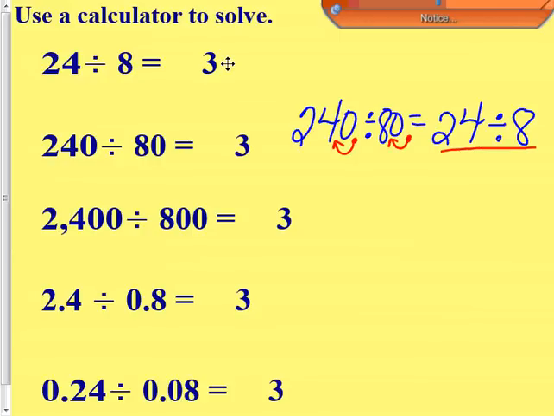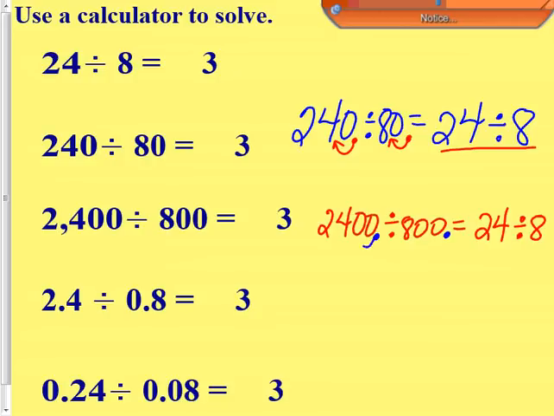So let's look at another example then. If I look at 2,400 divided by 800, which is 3, that has to equal 24 divided by 8, which is also 3. So again, if we look at the decimals, notice the decimal in 2400 is here. The decimal in 800 is here. If I want to make this problem look like 24 divided by 8, I have to move both decimals 2 places to the left. Let's look at a couple more problems.